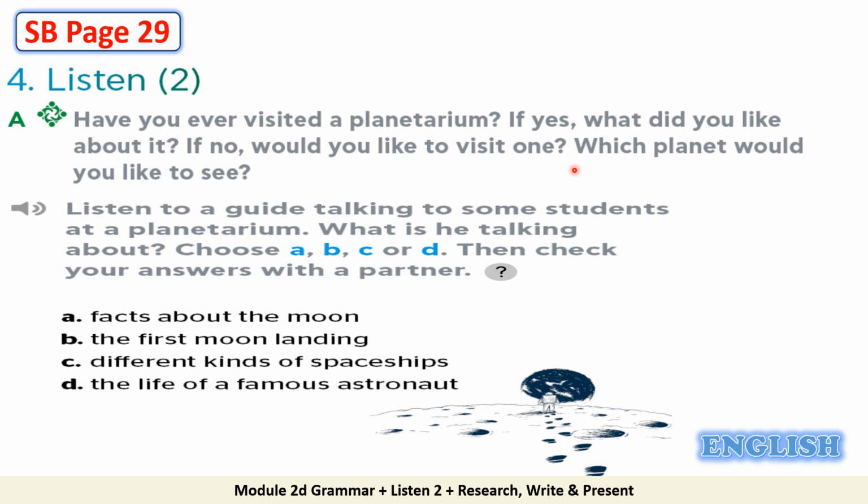Now move to the next task. Listen to the given instructions and work it out. 4. Listen to A. Listen to a guide talking to some students at a planetarium. What is he talking about? Choose A, B, C or D. Then check your answers with a partner.